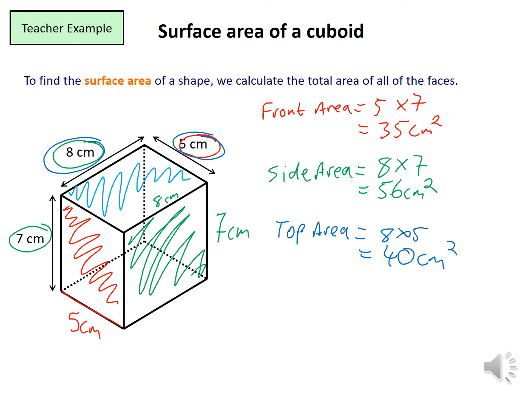Now, like I said, the top and the bottom have the same size, so we're going to times by 2, and the sides are the same, so we're going to times by 2, and the front and the back are the same, so we're going to times by 2. So all I'm going to do to calculate the surface area is add up the front, the side and the top area.